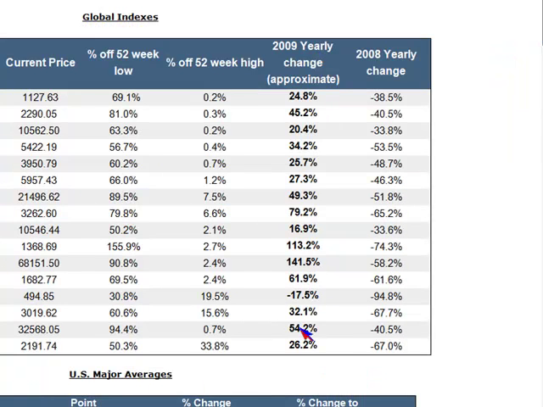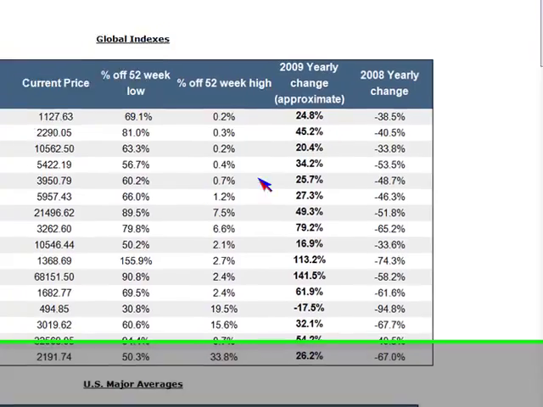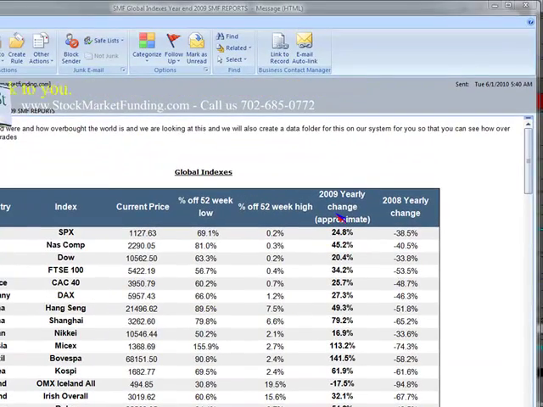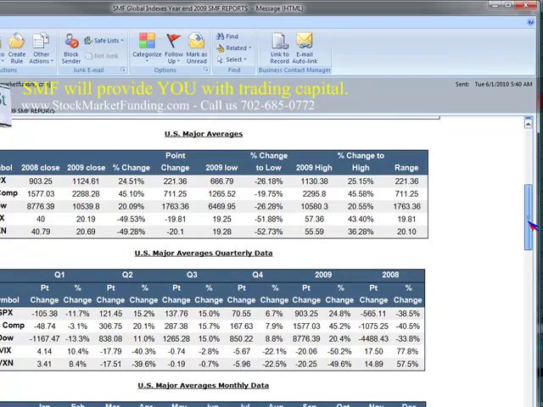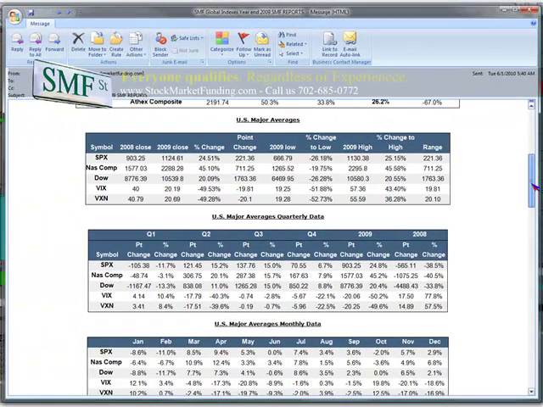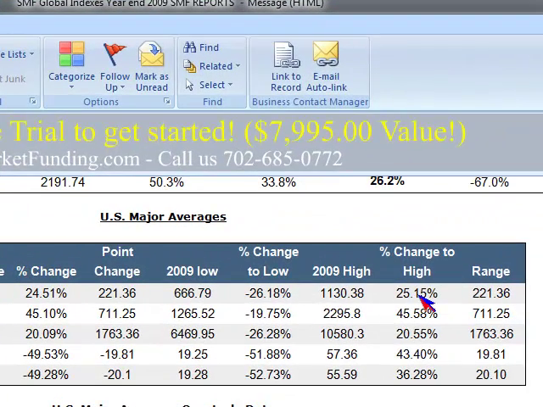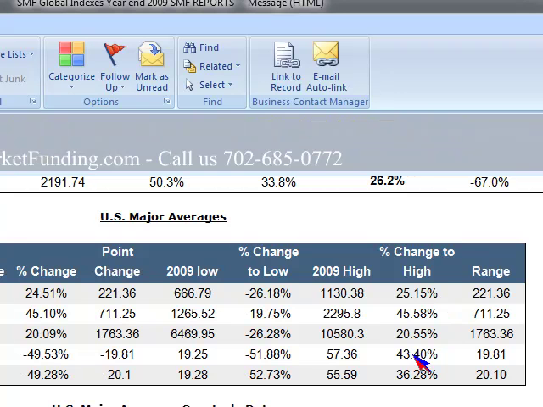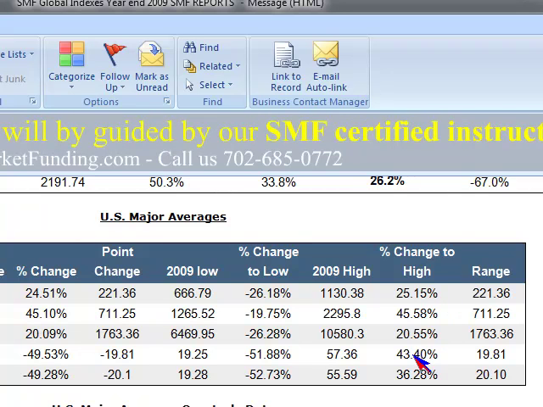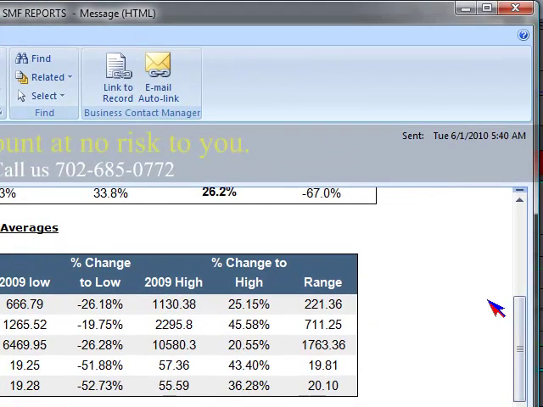2009 yearly change did right here. Our system is very sophisticated because we get inside of each number to find out where the true value of the market is. Okay? And here are the U.S. major averages right here. Okay? So basically, that's the closing data at the end of last year, and we're into 6 months of the year now. All right? And I'm going to talk about that part of it as well.